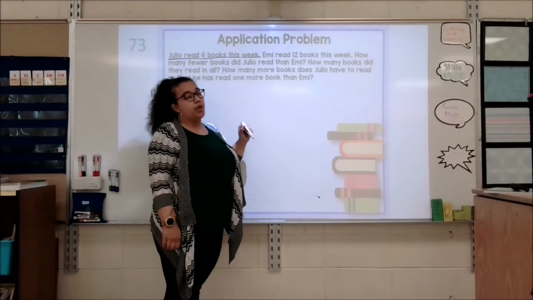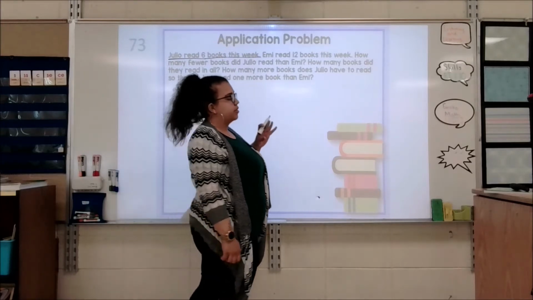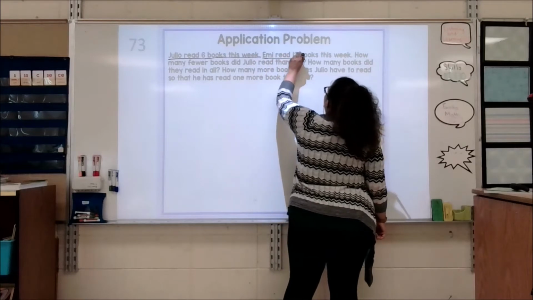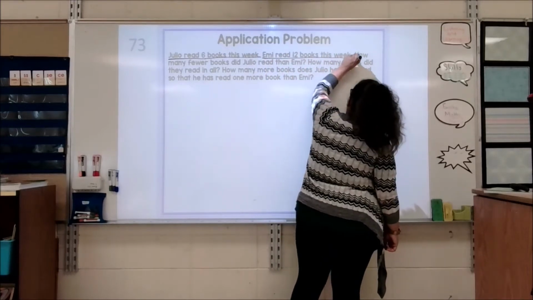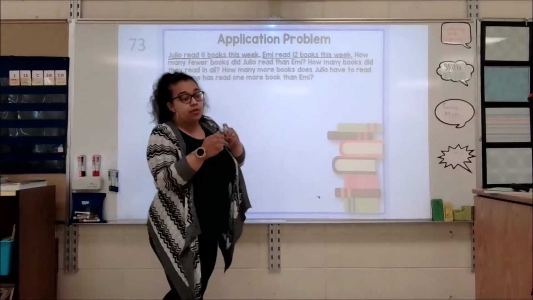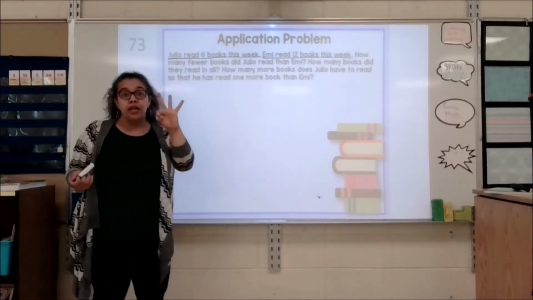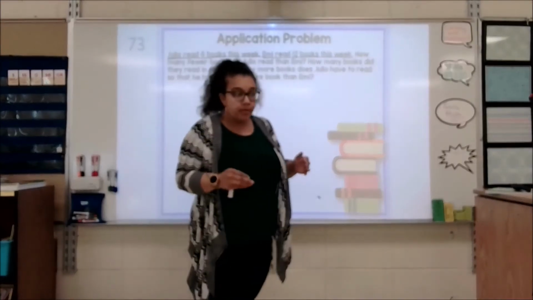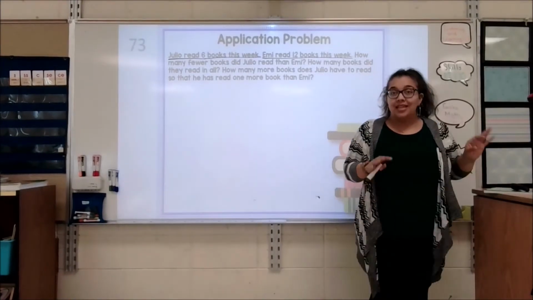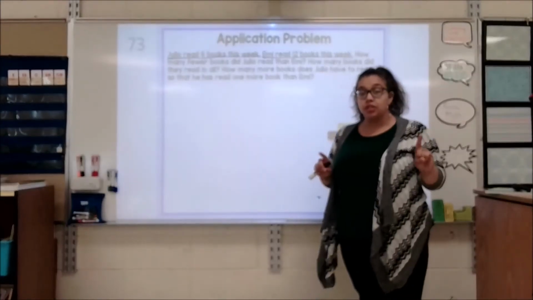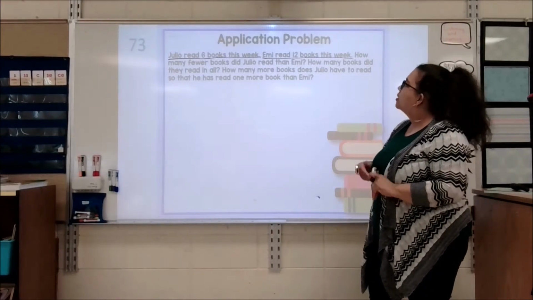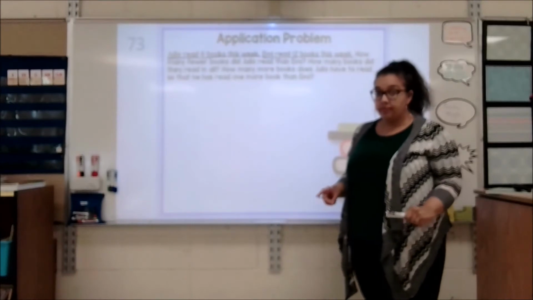So that's this thing where 2 words are spelled the same but they're different. It's crazy. Happens in English. Emmy read 12 books this week. That is our information. So now we're going to get into our 3 questions. There'll be a spot, and then a spot, and then a spot to answer all the questions. All right, here we go. How many fewer books did Julio read than Emmy?